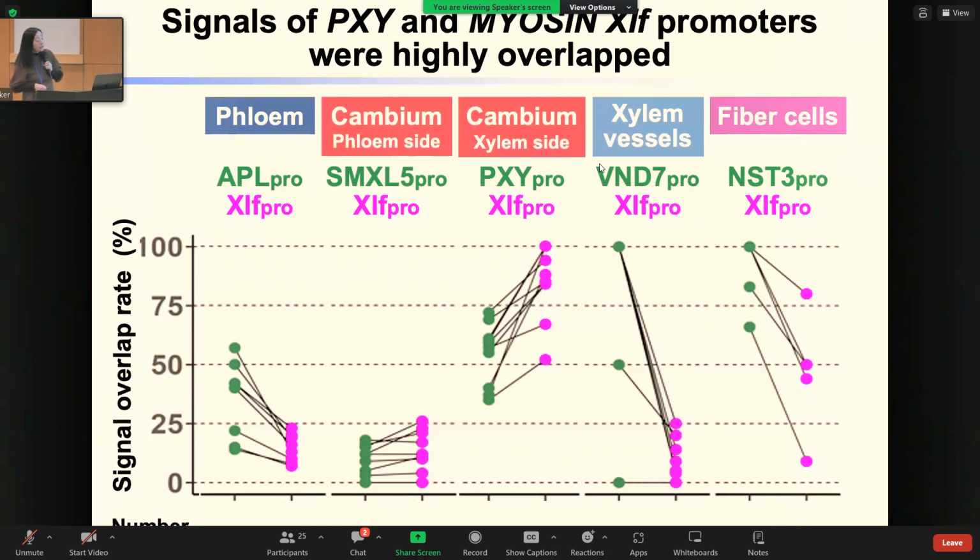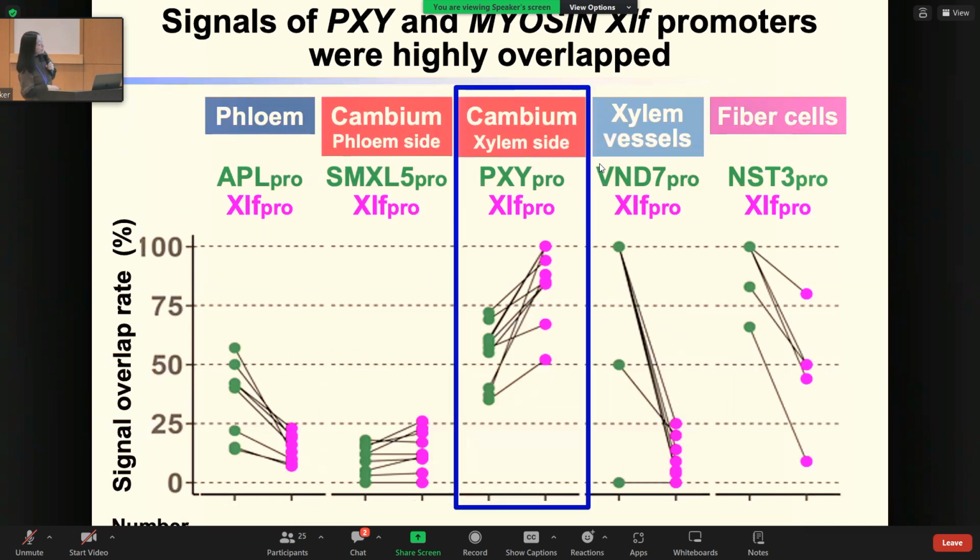This slide summarizes the overlapping rate between 11F and each vascular marker. The results show that the 11F signals partially overlapped with all of the markers. Among them, the 11F signals overlapped most frequently with the PXY signals, which suggests that 11F is mainly expressed on the xylem side of the cambium.